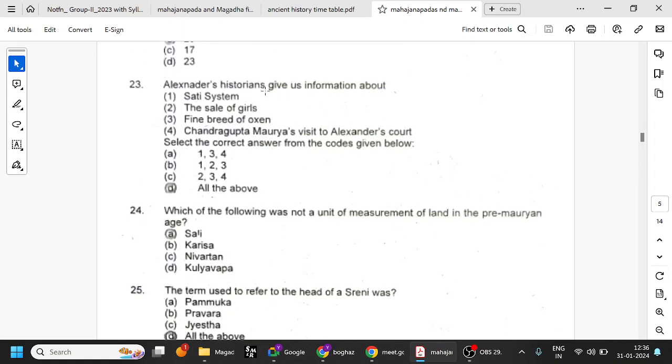So Alexander's historians, basically Ptolemy and all those people, gave us the information about the Sati system, sale of girls, fine breed of oxen, and Chandragupta Maurya's visit to Alexander's court. So all are there.